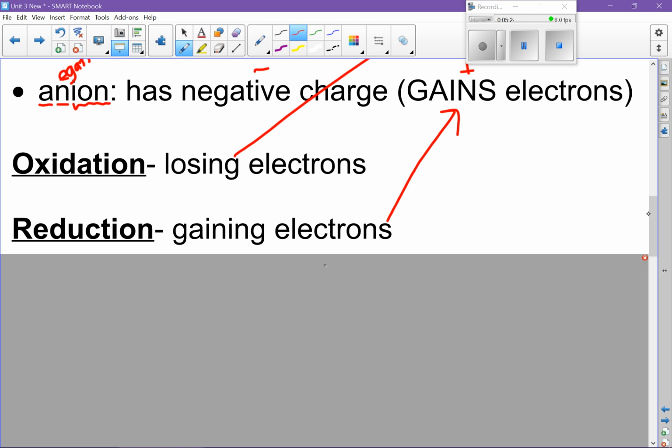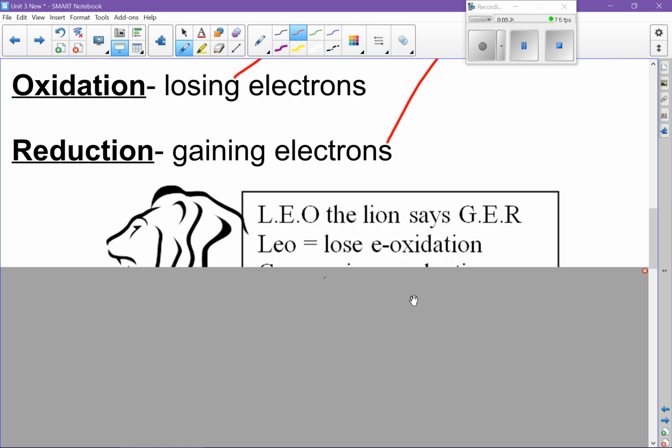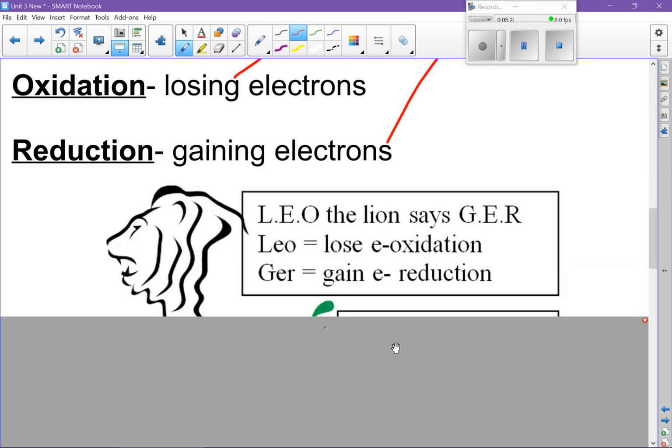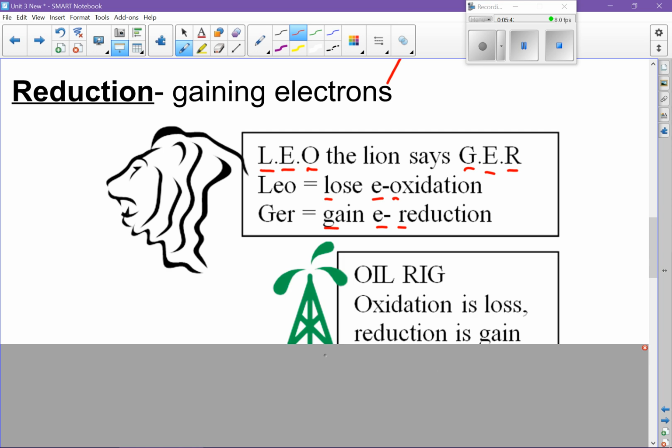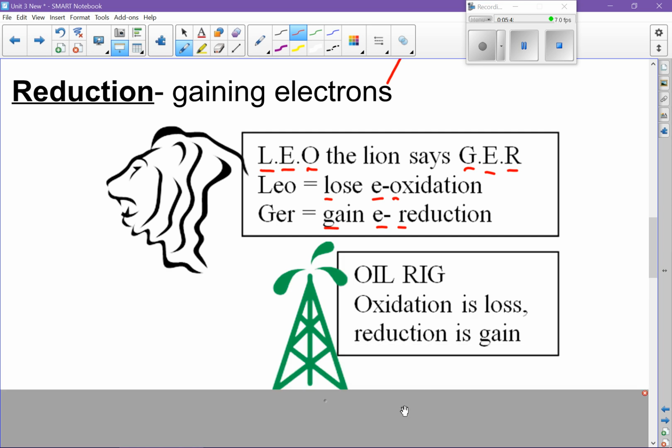There's a little trick to help you remember that. You have a choice here. You can remember Leo the lion says grr. L-E-O, his name, stands for losing electrons oxidation. And when he roars and says grr, it's gaining electrons reduction. If you don't like that one, you can do OIL RIG. OIL stands for oxidation is loss, RIG for reduction is gain. Choose one of these and write it down in your notes, whichever one you like better and will help you remember them.